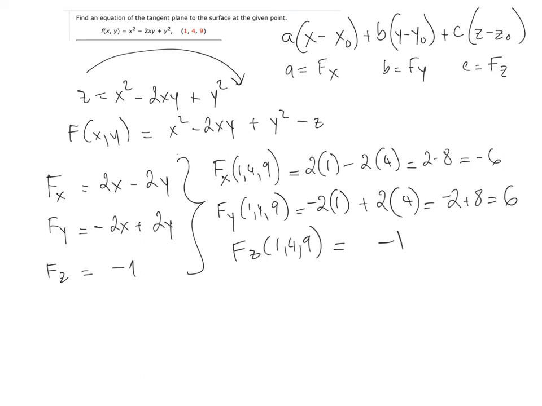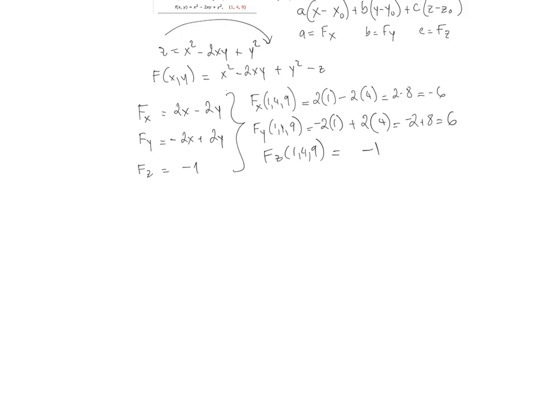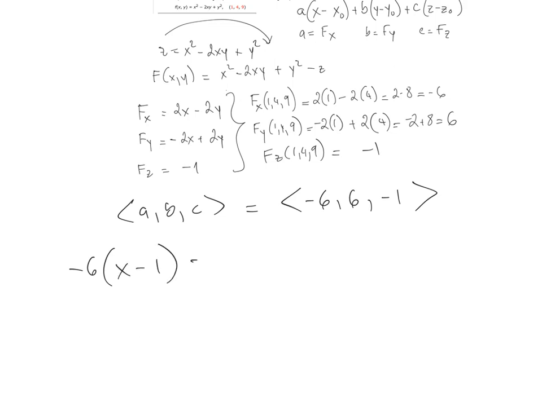So now you have everything. You can plug into your original equation. So your a, b, and c will be negative 6, 6, and negative 1. Now you can plug that into the equation. So you have negative 6 times (x minus x naught, which is 1), plus 6 times (y minus 4), minus 1 times (z minus 9).